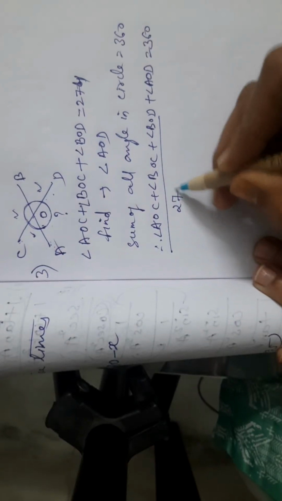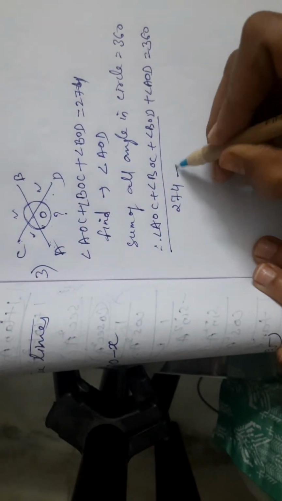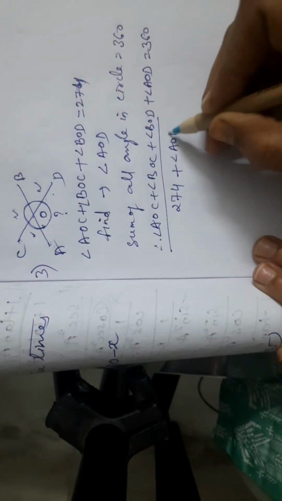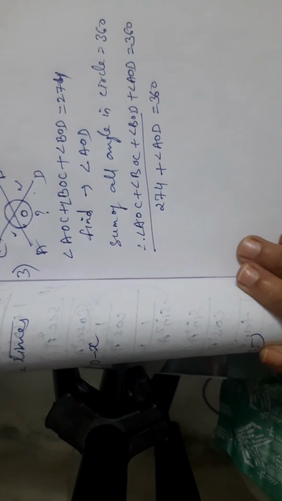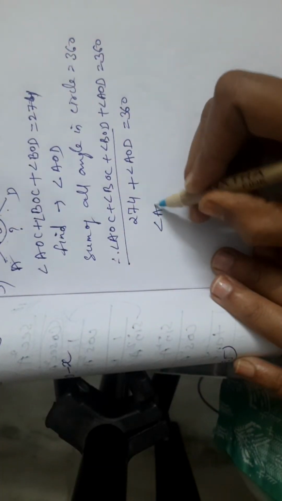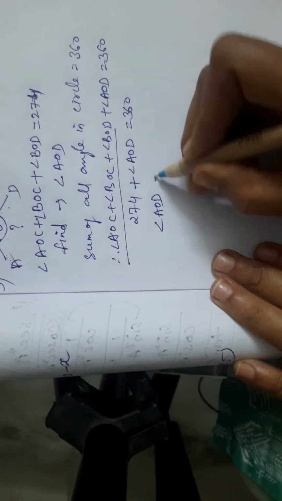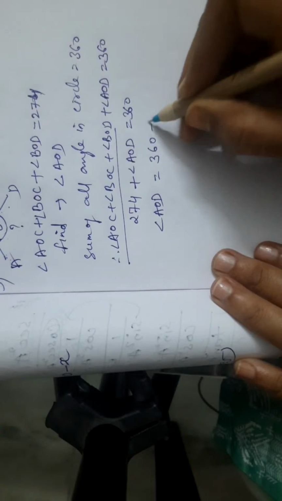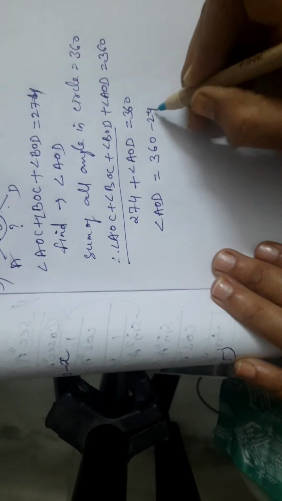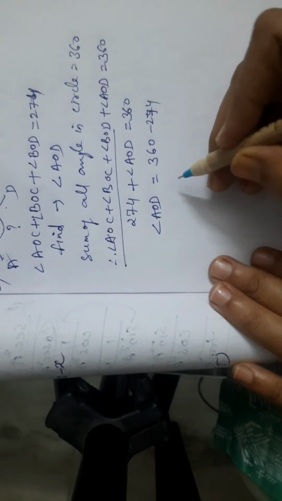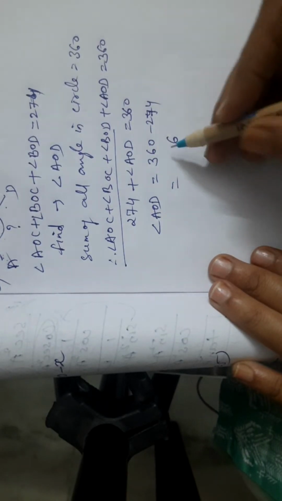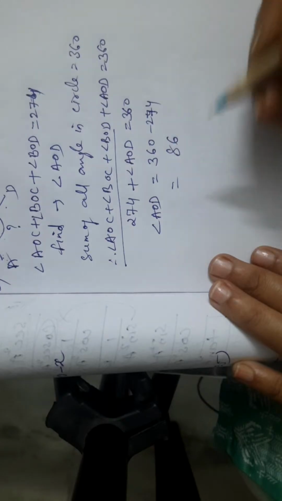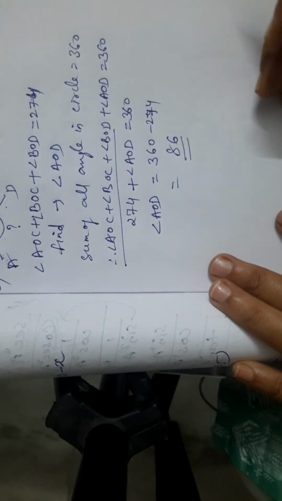It's 274. We need to find the third one, which is AOD. It is 360. Now AOD will be 360 minus 274. Thus it will be 615 minus 78, 86.